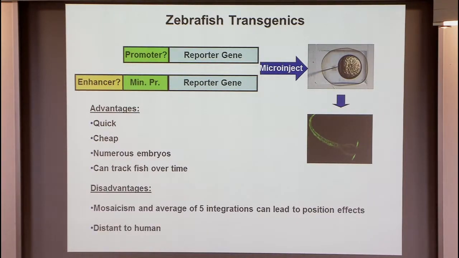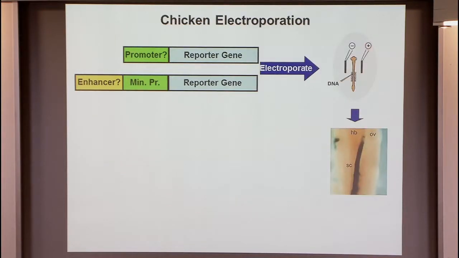The disadvantage is that it's distant to human. A lot of times you get mosaicism and you have to generate stable lines, which takes quite a lot of time. Just like mice, it takes about 3 months for a zebrafish to be mature, and then you can mate it and generate a stable line. So it's great for development and doing quick, high throughput things. It's not great if you want to go further. And again, it's distant to human, but it has a lot of advantages.